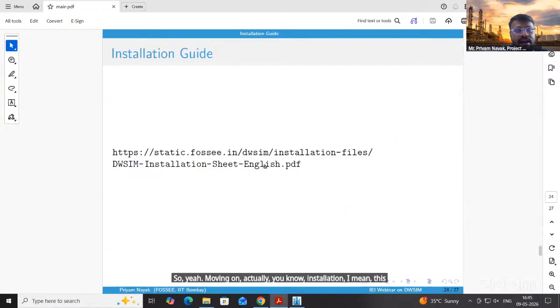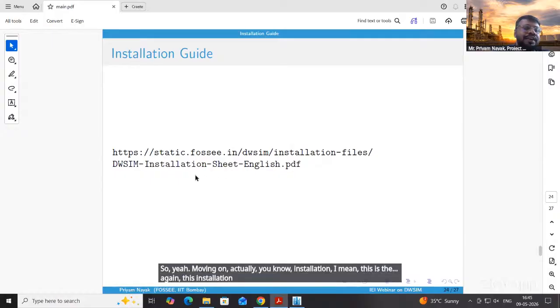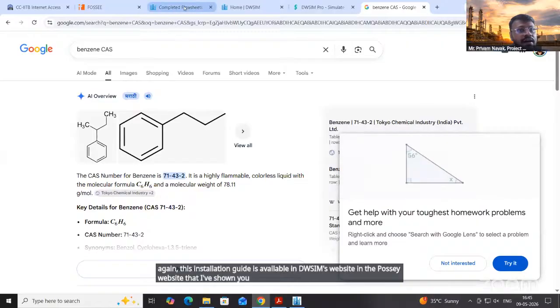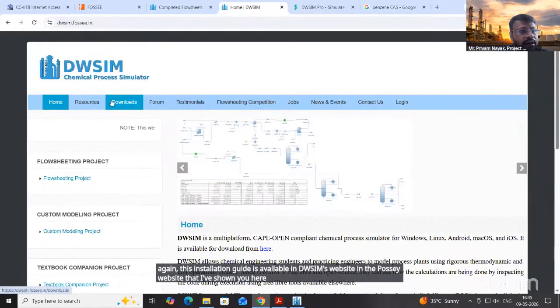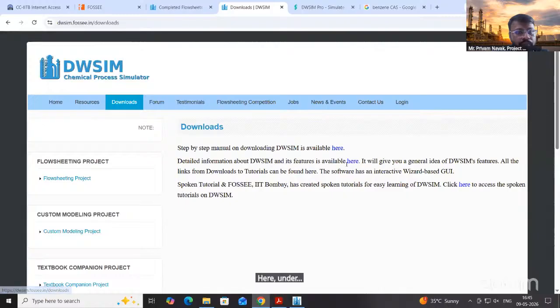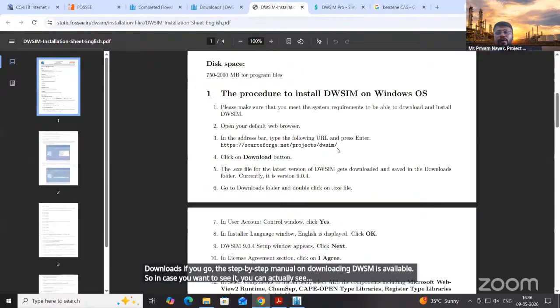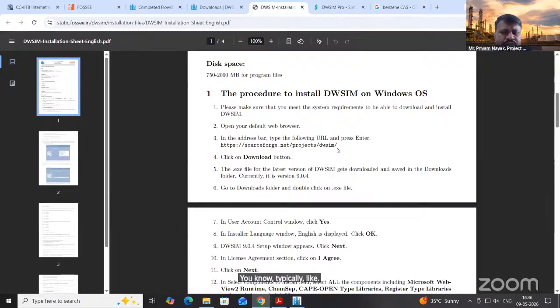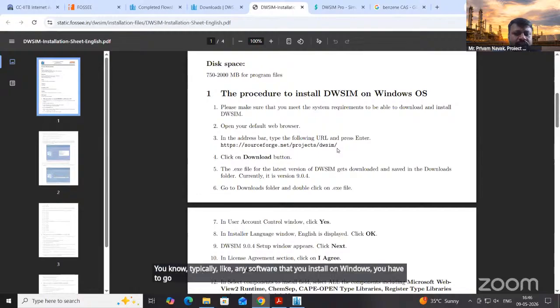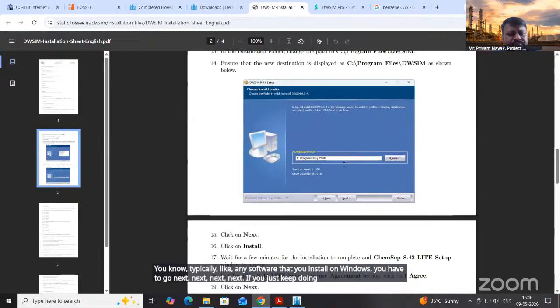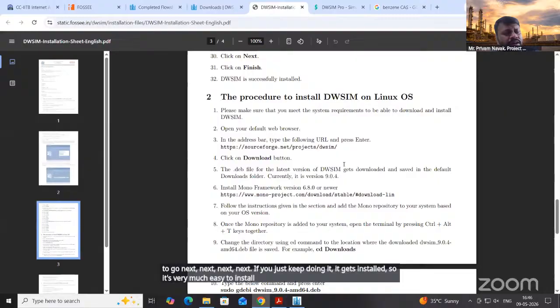This installation guide is available on DWSIM's website, the FOSSEE website that I've shown you here. Under downloads, the step-by-step manual on downloading DWSIM is available. In case you want to see it, you can. It's pretty straightforward. For Windows, like any software that you install on Windows, you go next, next, next. If you just keep doing it, it gets installed. So it's very easy to install on Windows.